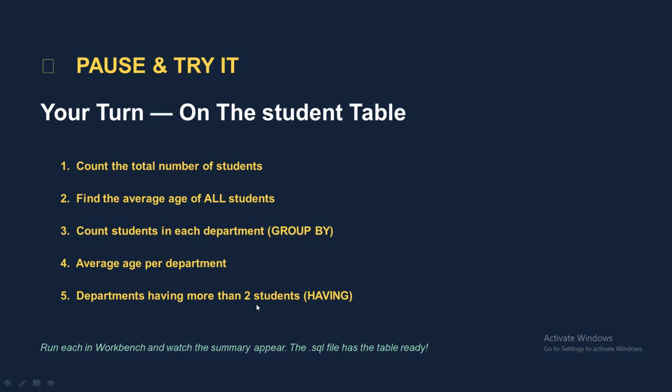And with this, on the student table, try to solve some questions by yourself. These are the questions for you. First question is count the total number of students. Second is find the average age of all students. Count students in each department using group by. Average age per department. And the last one is departments having more than 2 students. With the help of having, you can solve that.